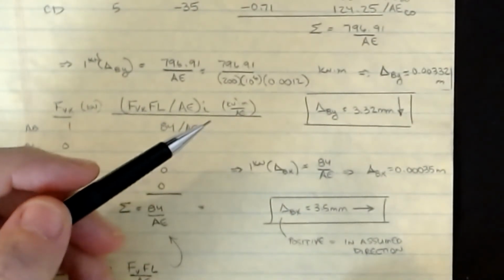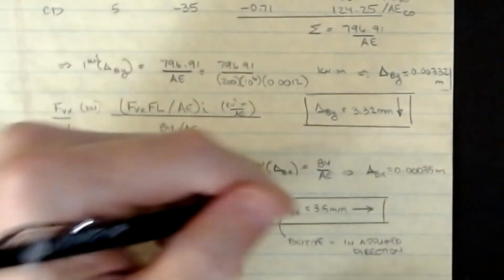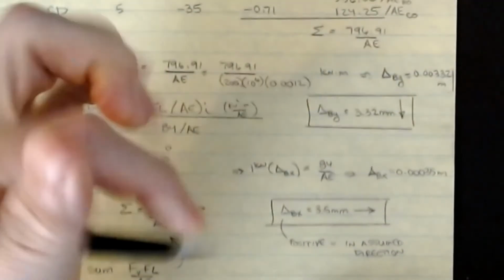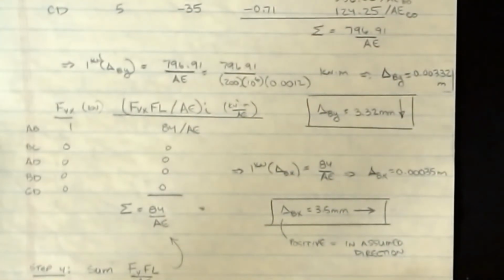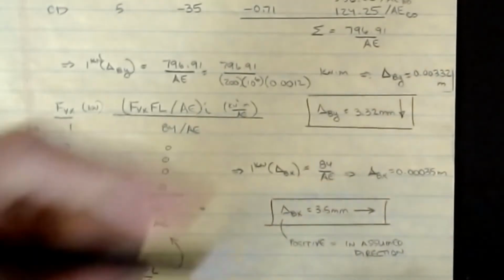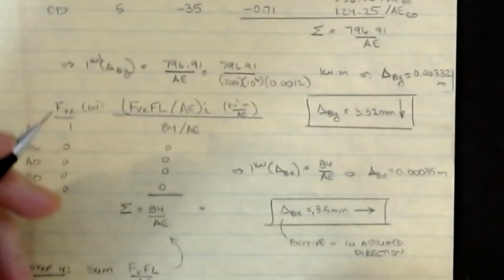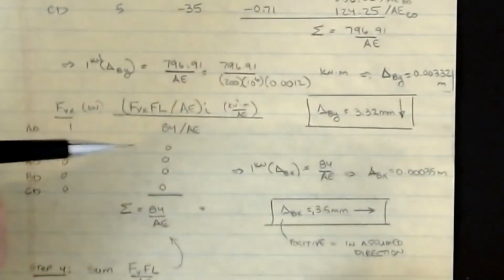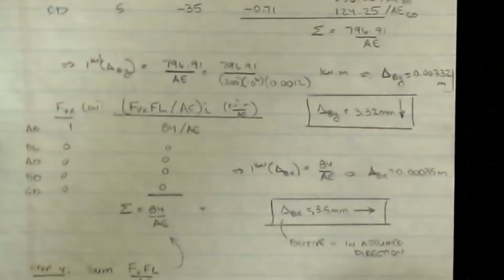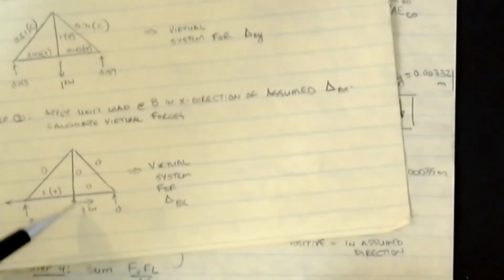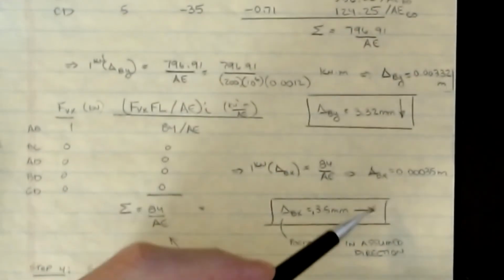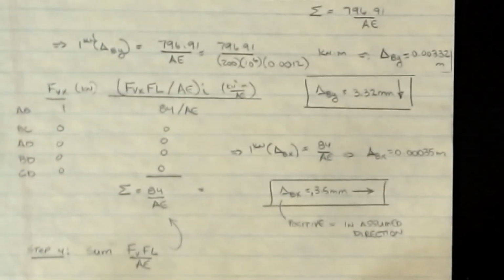Or in this case, oh, I see a typo. This should be a 0.5. My pencil lead here. It should be 0.35 millimeters, and it's positive. We assumed to the right on our picture here, so because it's positive, that means my deflection is indeed in that direction. That's 0.35 millimeters to the right. So it's very, very easy to set this thing up.